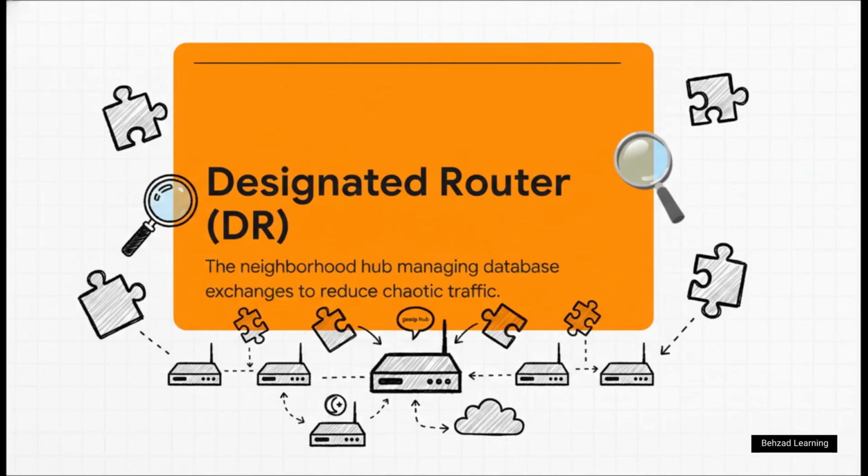The DR basically acts as the neighborhood gossip hub. Instead of everyone talking to everyone else, all the regular routers just hand their puzzle pieces directly to the DR. The DR then takes on the heavy responsibility of making sure everybody else gets a copy. This reduces all that chaotic traffic immensely. And just in case the DR loses power or fails for some reason, the network also elects a backup designated router, a BDR, to just wait in the wings.